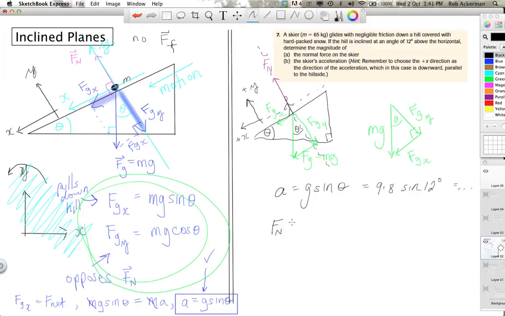And of course, Fn, which is equal to Fg in the y direction, which of course over here we see is mg cos theta. Well, now you need to know the mass. If you want to know the normal force, you do need to know the mass. 65 kilograms times 9.8 times the cos of 12 degrees. Again, plug that into your calculator to see what you get.